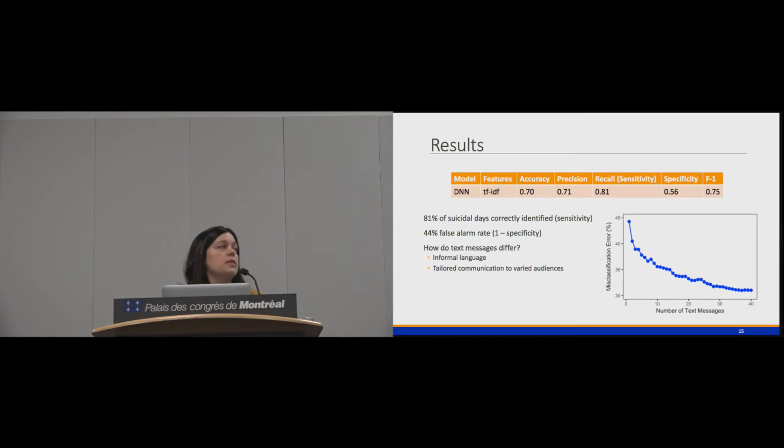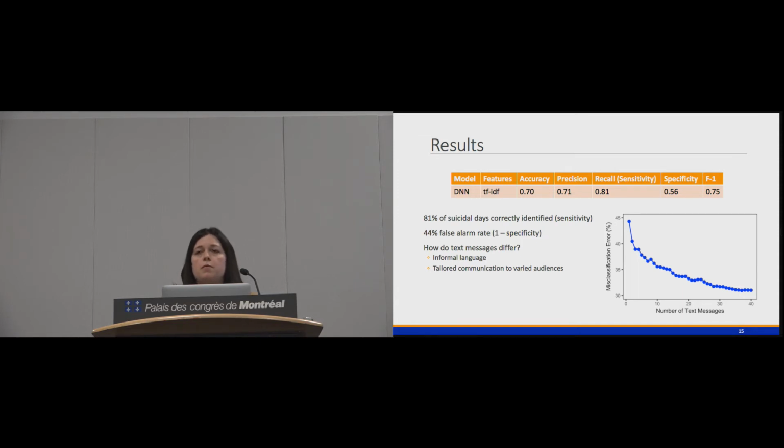So on the top table, this is what our results looked like for that TF-IDF deep neural net. We were able to correctly identify suicidal days 81% of the time. However, we did have a 44% false alarm rate. So this means that if the day was actually depression, we incorrectly classified it as suicidal.